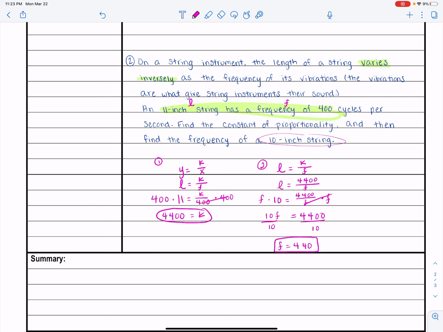So there's a real-life application to the constants and proportionalities that we found. And that's it.